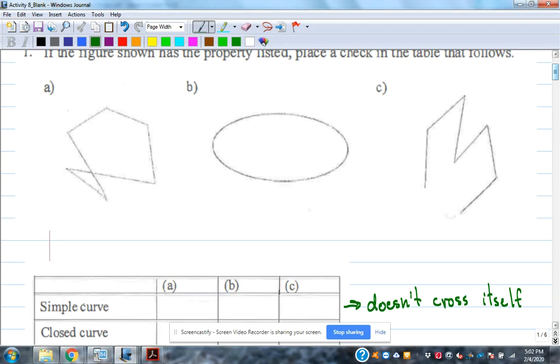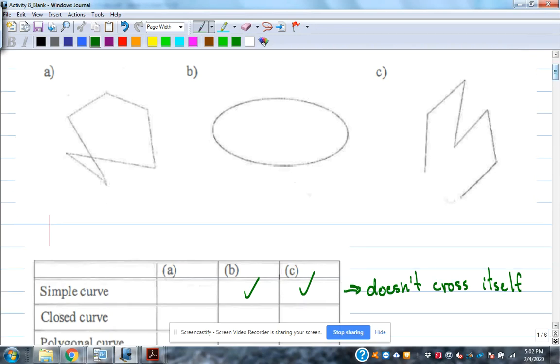Yeah, it's a curve, and it doesn't flip over itself. It doesn't twist up. Maybe that's the right way to say that. So yeah, that's a simple curve. And then C. Does it fall across itself? No. So that's a simple curve as well. So those two are simple curves.